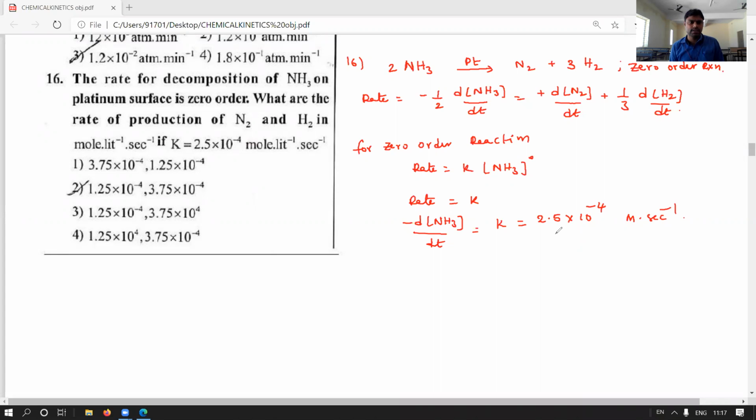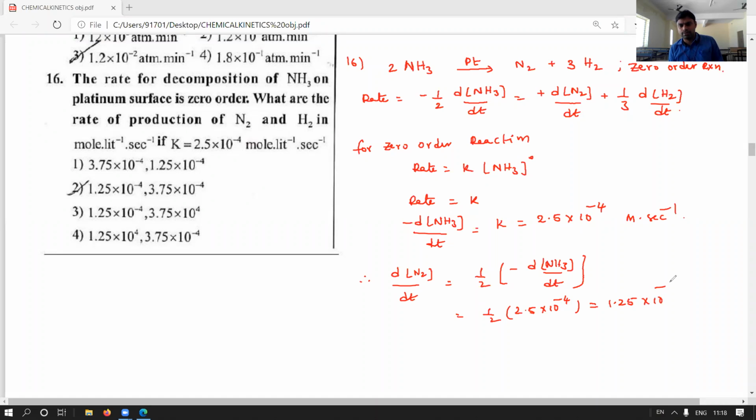But in the question, what they asked is the rate of production of N2, the rate of formation of N2 and H2. So therefore dN2 by dt is equal to 1 by 2 into minus dNH3 by dt. Minus dNH3 by dt value, what did they give me? 2.5 into 10 to the power of minus 4. So 1 by 2 into 2.5 into 10 to the power of minus 4 is equal to 1.25 into 10 to the power of minus 4.